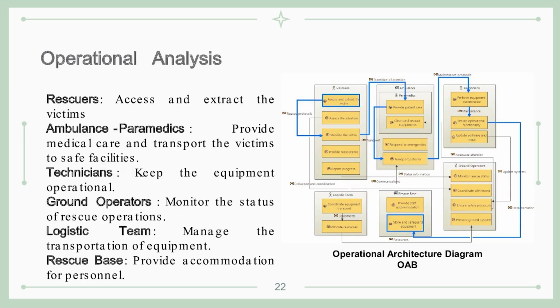Okay, so we are going to start with the operational analysis, with the operational architecture diagram or breakdown. This diagram represents the functional architecture of the UAV-based rescue system, highlighting interactions between rescuers, ground operator, technicians, logistic teams, and paramedics. Implementing this model in Capella within an MBSE approach ensures the involvement of all actors and the effective integration of key technologies, such as search and rescue drones equipped with thermal sensors, high-resolution cameras, and AI algorithms.